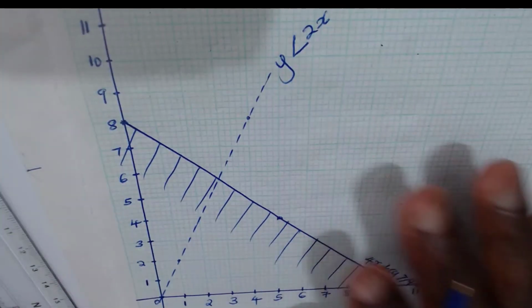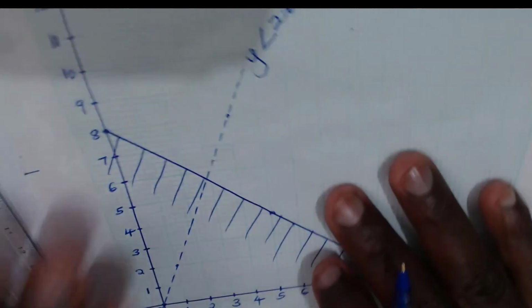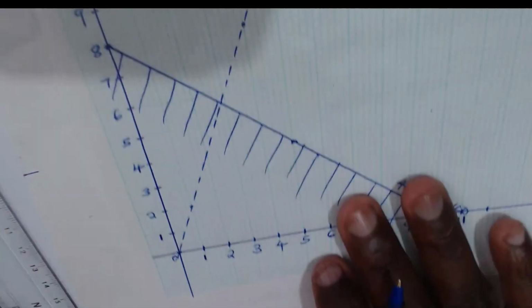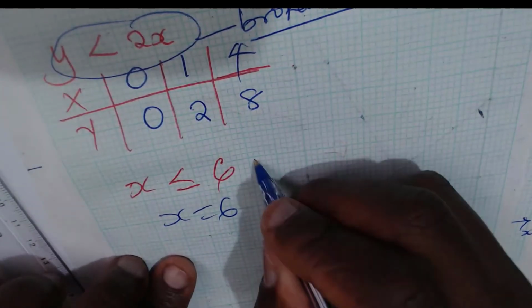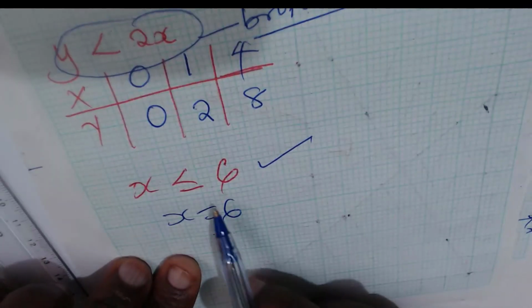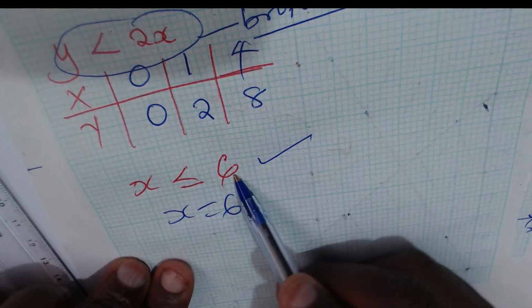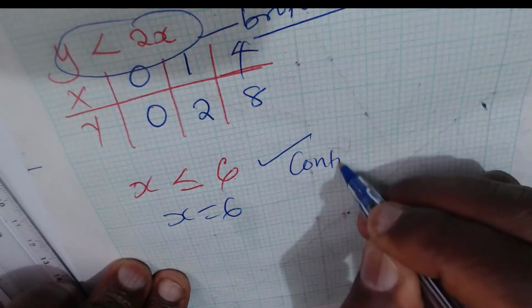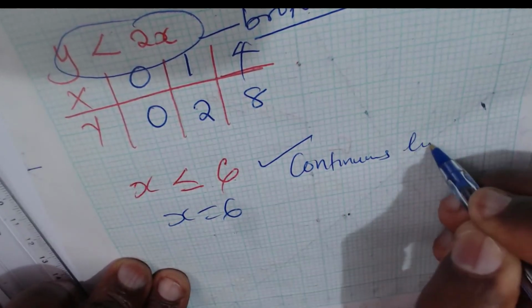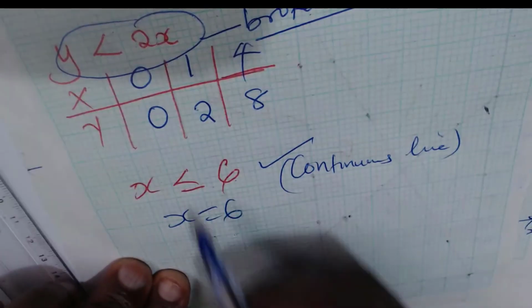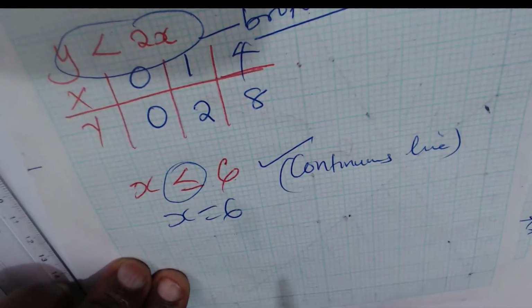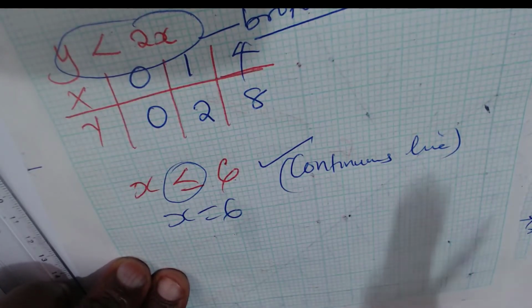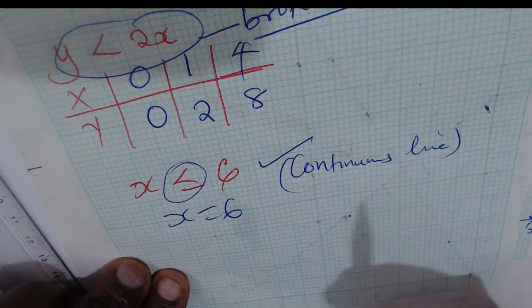Now we are remaining with only one line. We have one line to go, and this is the line. The line that is remaining is x is less than or equal to 6. So that one you're going to draw a continuous line. Why? Because you can see the inequality sign has an equal sign, so points that lie on that line will satisfy the inequality.